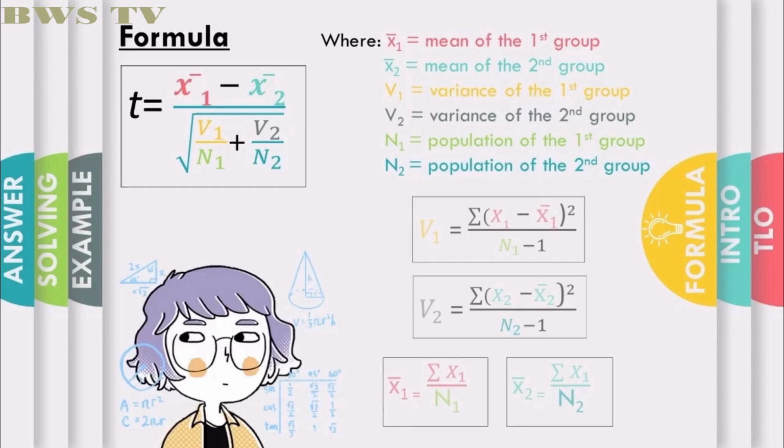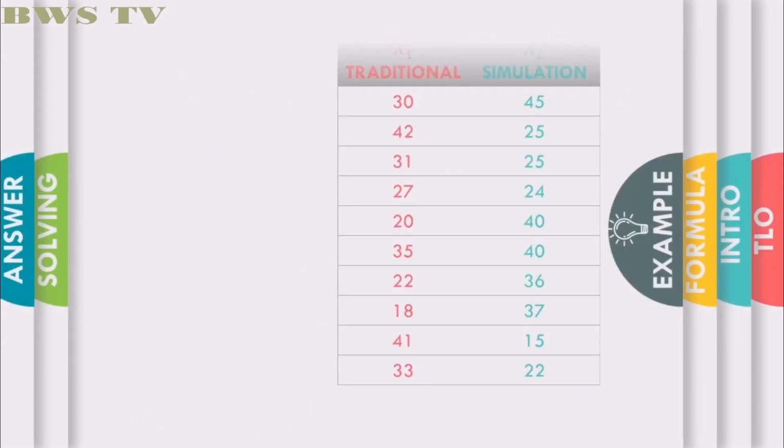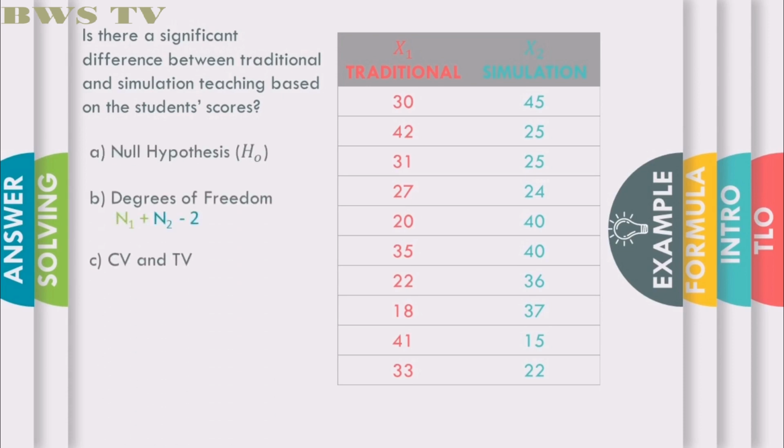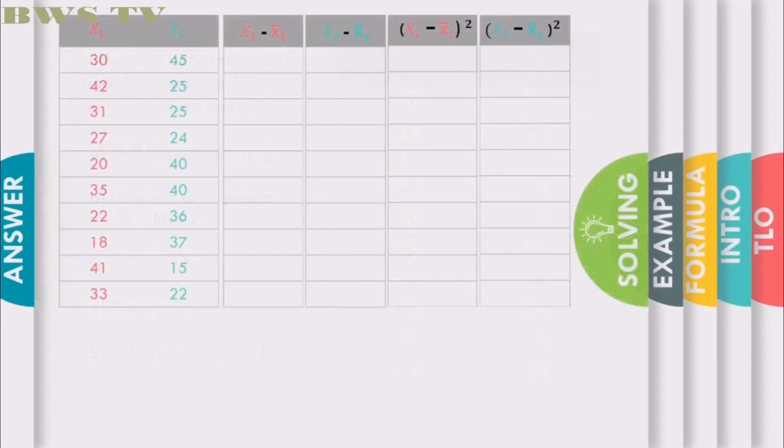Let's go to our first example. Given our table, is there a significant difference between traditional and simulation teaching based on the students' scores? We need to get the null hypothesis, degrees of freedom, CV and TV, and decision. Given that the level of significance is 1%, let's proceed to solving.